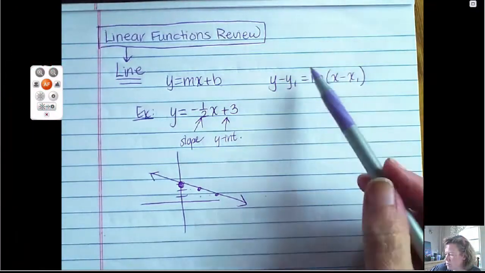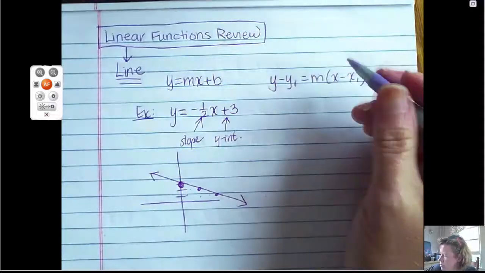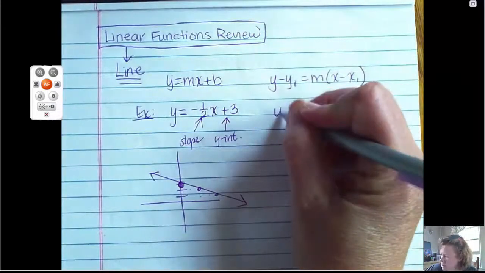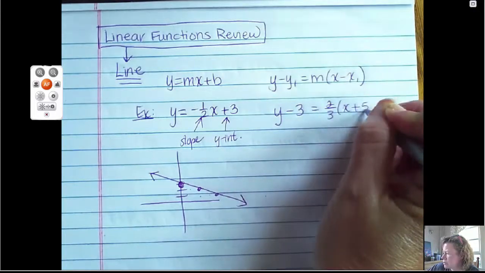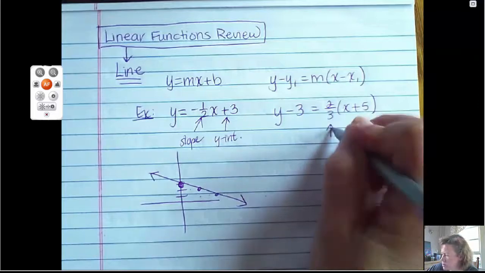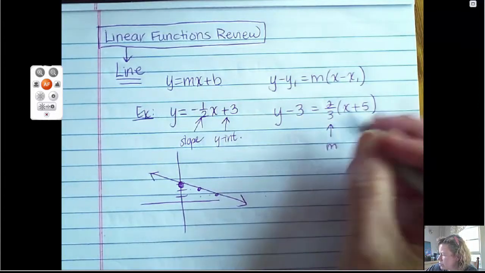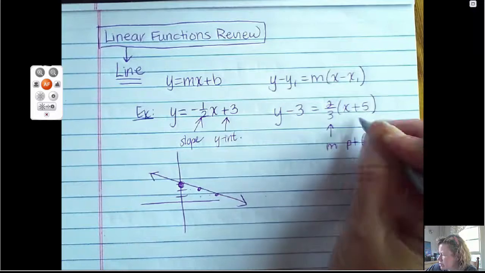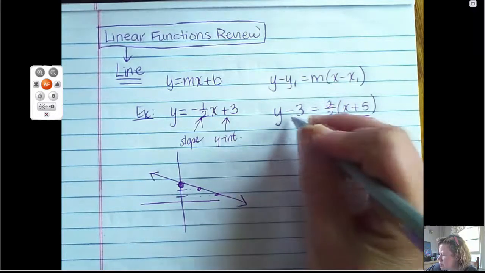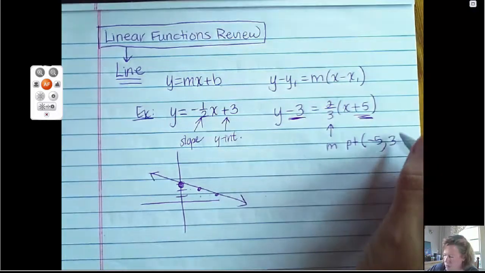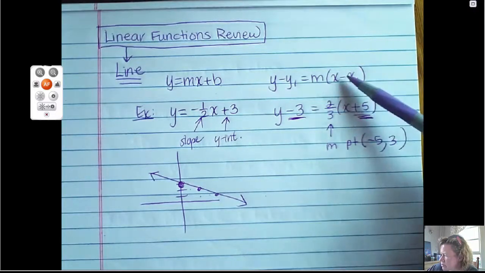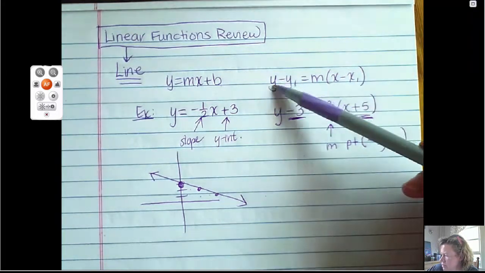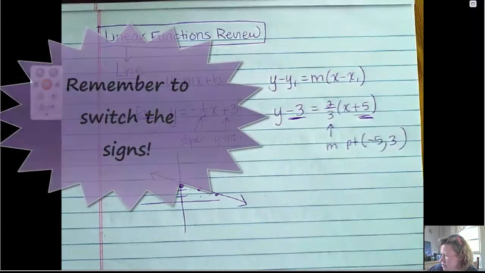In point-slope form, you may be given an equation that looks like y minus 3 equals 2/3 x plus 5. Well, here your slope is 2/3, and a point on the line is negative 5, 3. Notice these signs switch because it's the opposite sign. It's x minus the value of your x on your point and y minus the y value on your point. So you switch those signs.